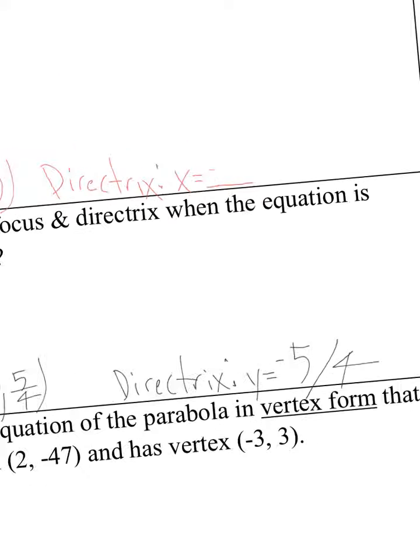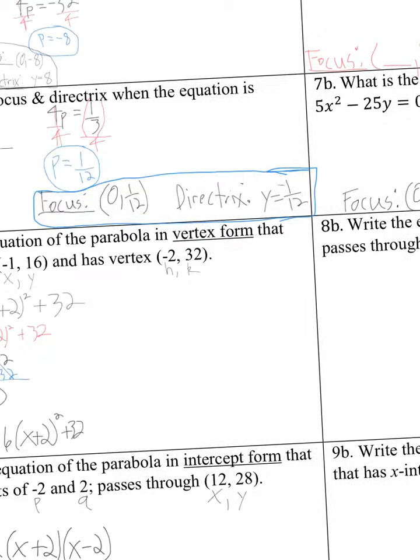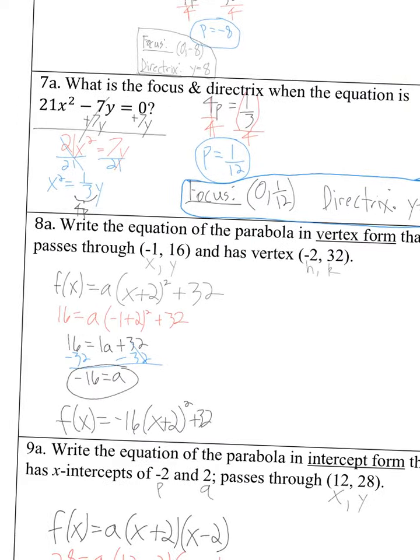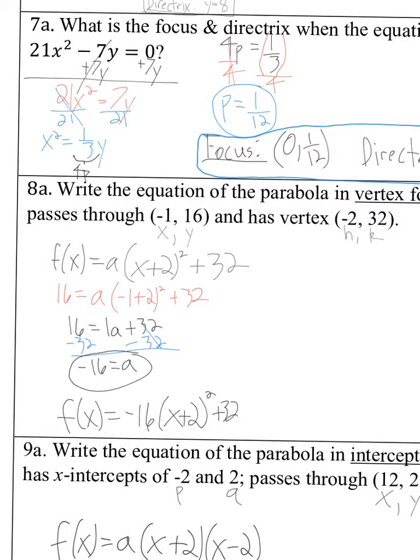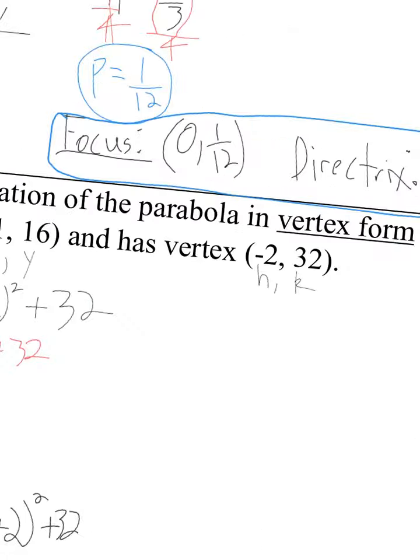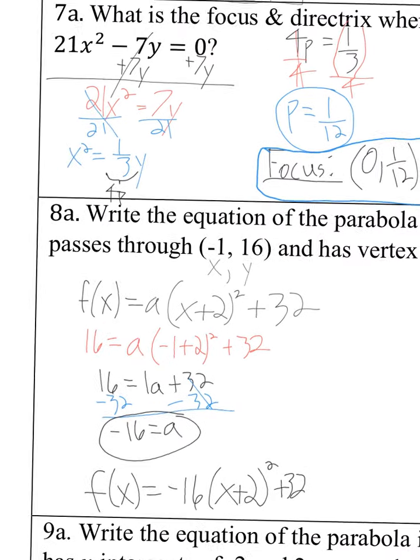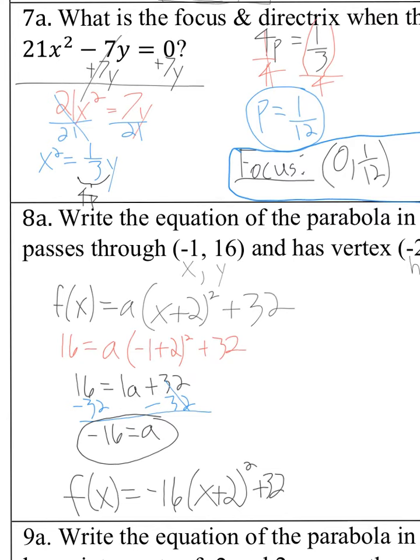Yay, fixed it. Okay. So write the equation of the parabola in vertex form that passes through negative 1, 16, and has a vertex of negative 2, 32. So that's your h comma k. That's your x, y. So what did I do? I plugged in negative 2, 32 for my h and my k. Remember the h, it'll flip because it's x minus h. So x minus negative 2 turns out x plus 2.